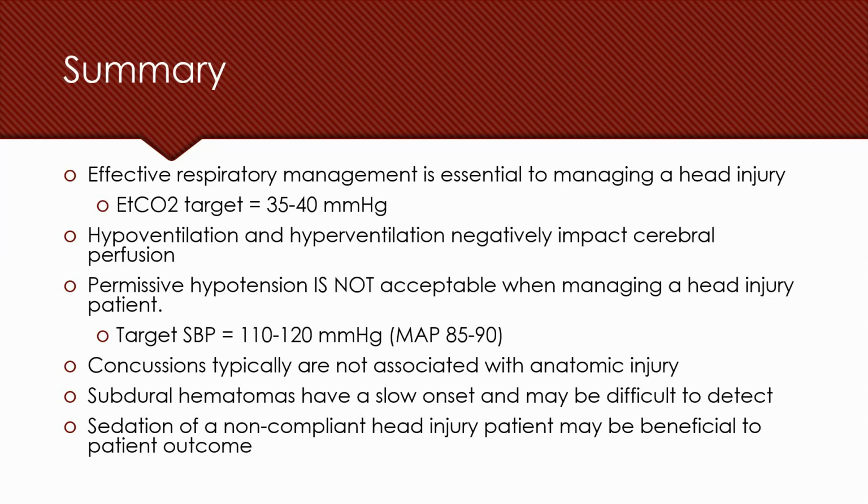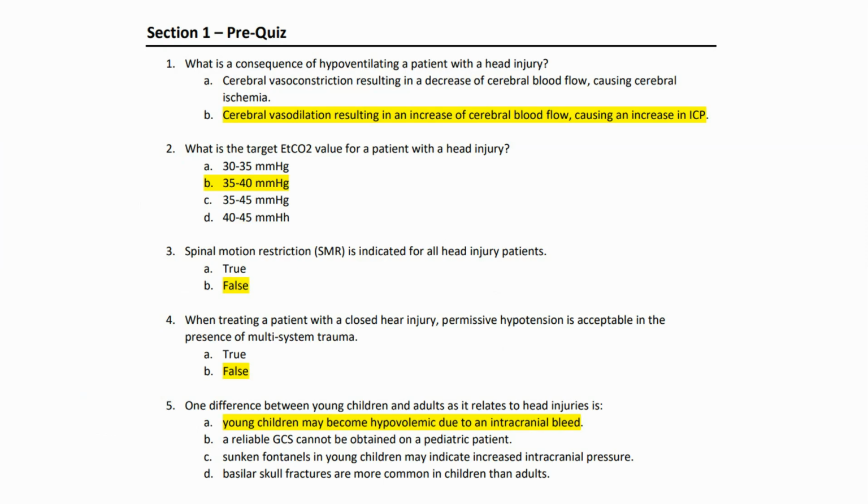Subdural hematomas have a slow onset and may be difficult to detect. Those are the biggest threats to our elderly patients or anybody on a blood thinner for that matter. And then sedation of a non-compliant head injury patient may be super beneficial to their outcome. Be aggressive with it. If we have to administer those sedatives, that's okay. The downside to the sedatives is that now we have a difficult time assessing GCS, right? It's not reliable any longer, but at the same time, allowing the patient to be combative and flail around is going to cause further potential injury.